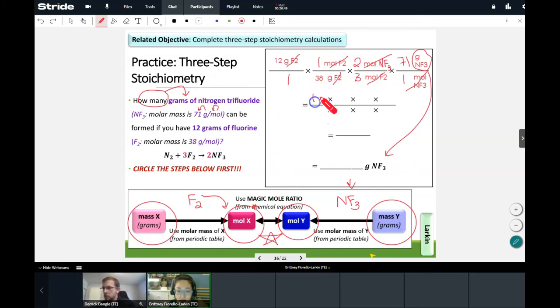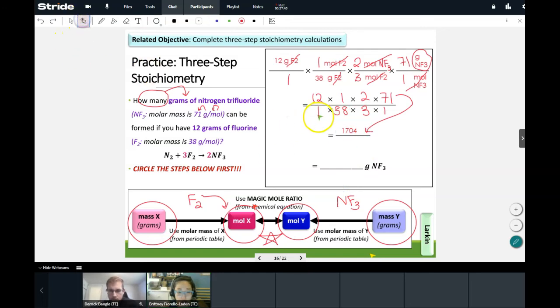So on top, grab your calculators. I need 12 times 1 times 2 times 71. What do we get on top? Again, make sure you have your calculator. Make sure you know how to use it because you have to do the next problem on your own. What do we get on top? Yeah, exactly. On top, you should be getting 1,704.